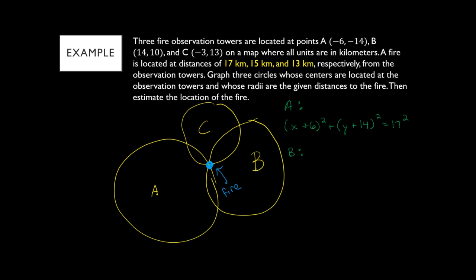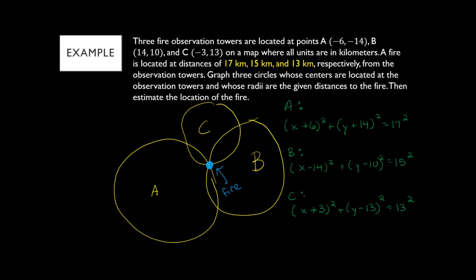For circle B, the equation is at x = 14, so that's (x - 14) squared. And then y is at 10, so that's (y - 10) squared, and that's 15 squared. And then for circle C, we have x minus a negative 3, so that's (x + 3) squared, plus (y - 13) squared, and that's equal to 13 squared. So we have enough information to get our equations, and now we're going to graph those.